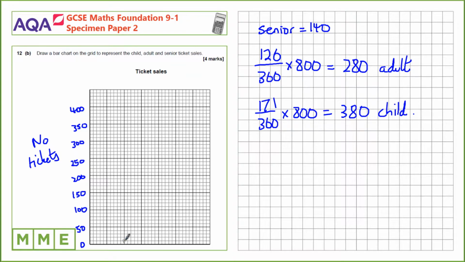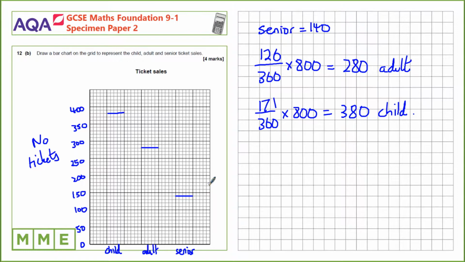And down on this axis, we'll have our three categories. So we have child, adult, and senior. Next, we need to plot in our bars. So the child one is going to be up at 380, which is here. The adult one is going to be up at 280, which is here. And then the seniors go to 140, which is here.